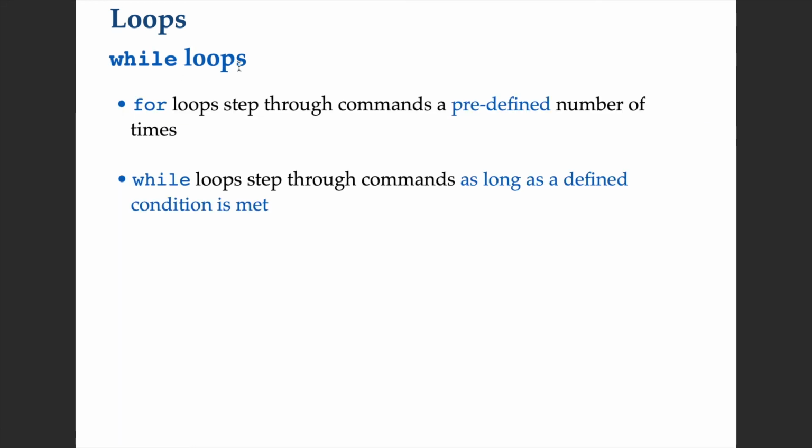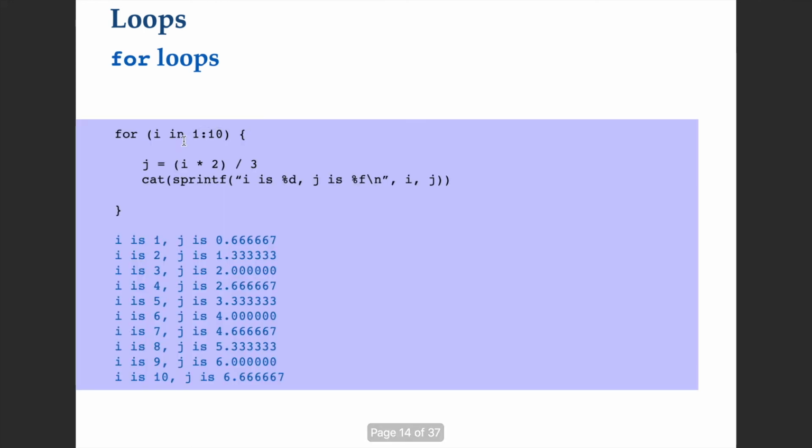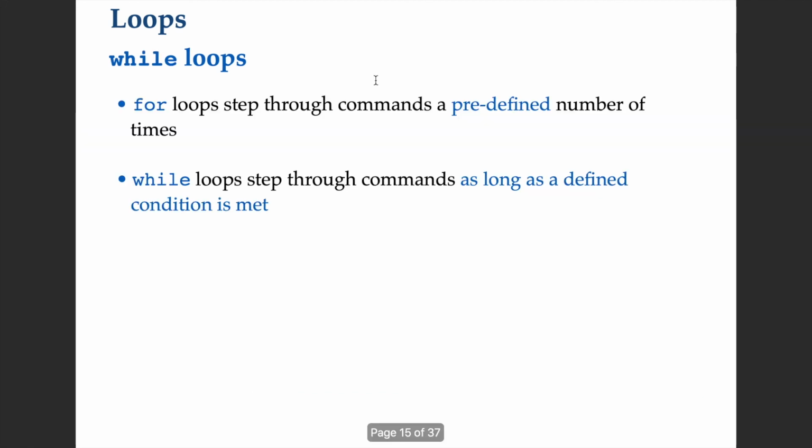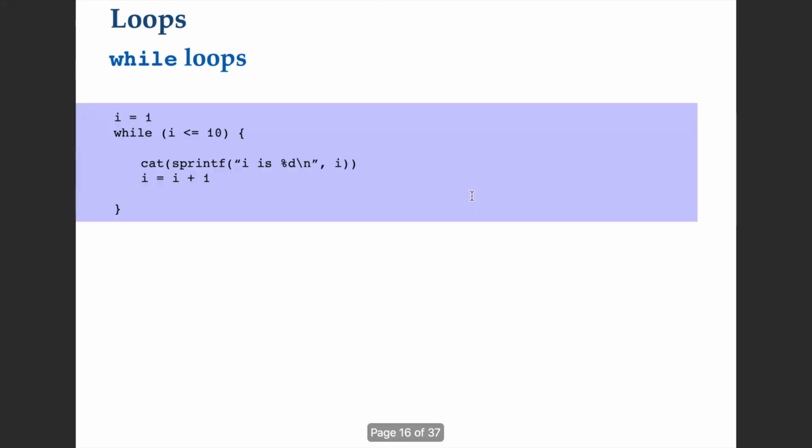So there's also while loops. So for loops step through commands a predefined number of times, right? So we set this ahead of time. So for I, from 1 to 10. So we predefined how many times to go through the loop. Whereas while loops step through commands as long as a defined condition is met, instead of predefining how many times.